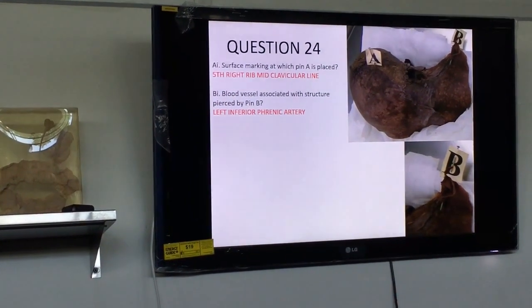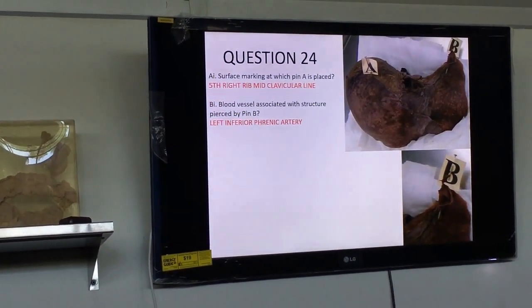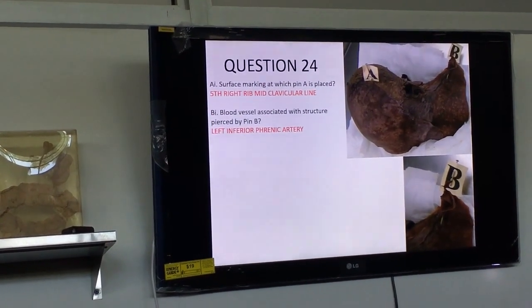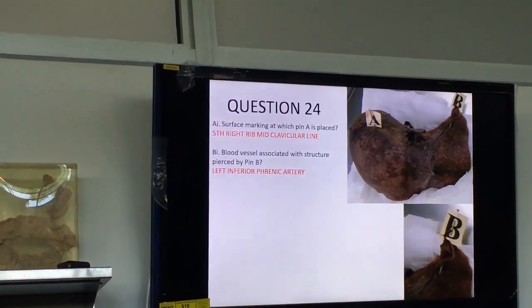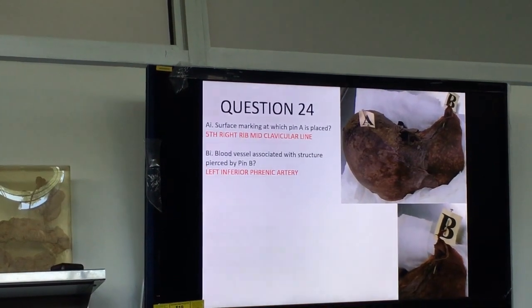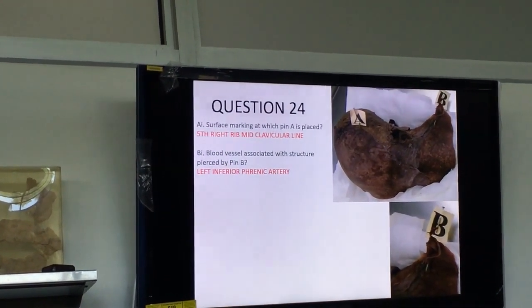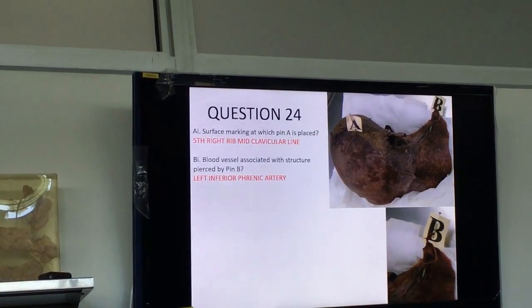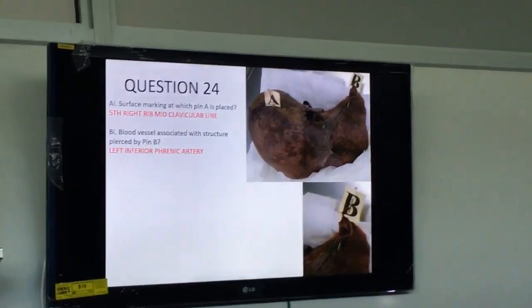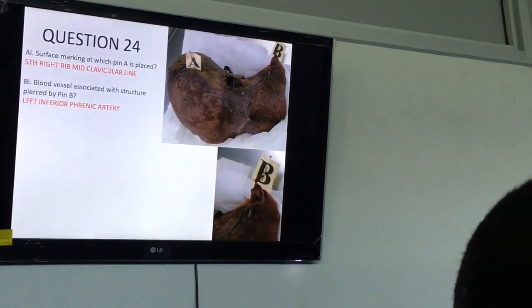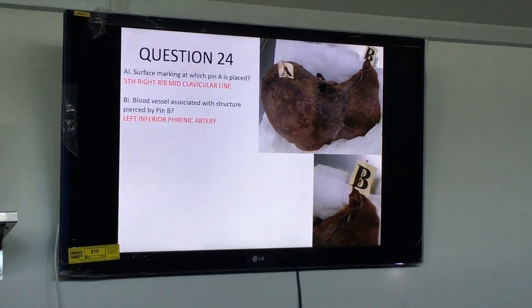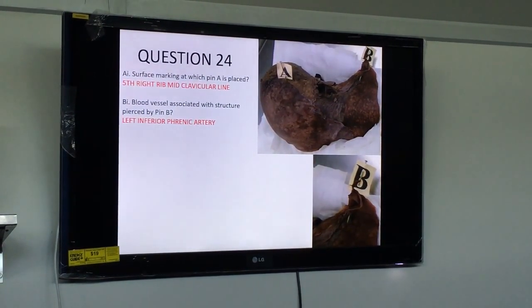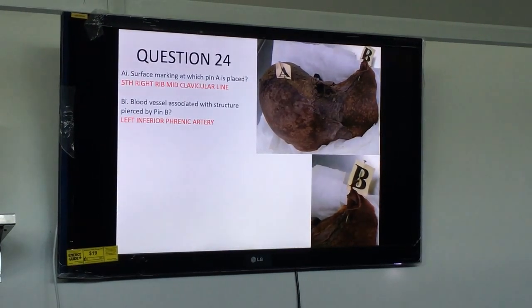So guys, first of all, do we know what that thing is? That brown thing at the top, that's the liver, right? So where's pin A? Where's pin A? No, A is the bare area of the liver, guys. Oh, it was the bare area. I get it now. Come on. B.